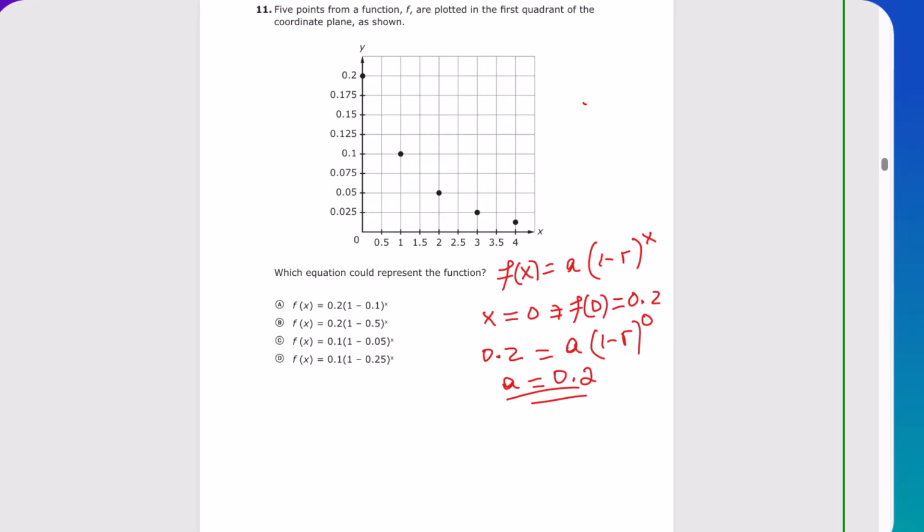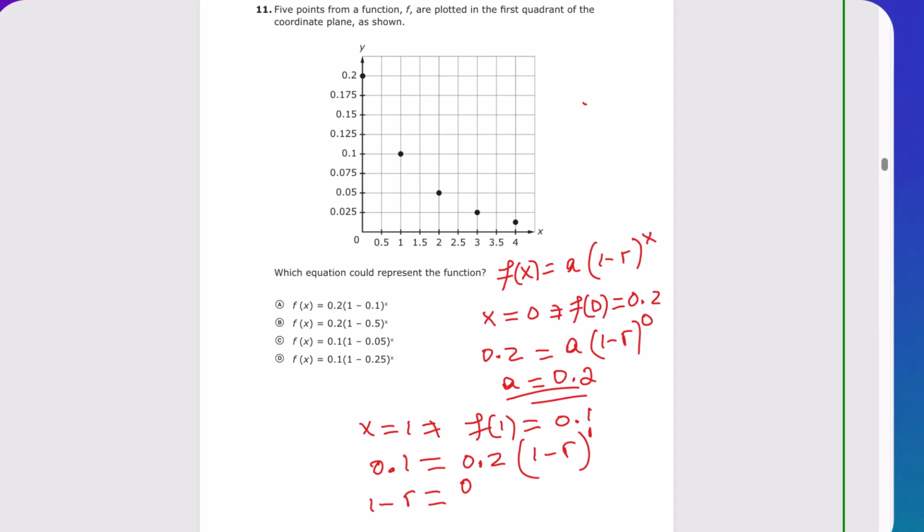Step 3. Use the next point to find the rate r. Now use another point from the graph. When x equals 1, the output f of 1 is about 0.1. Substitute these values into the formula. F of 1 equals a times (1 minus r). Replace f of 1 with 0.1 and replace a with 0.2. So 0.1 equals 0.2 times (1 minus r) to the power of 1.